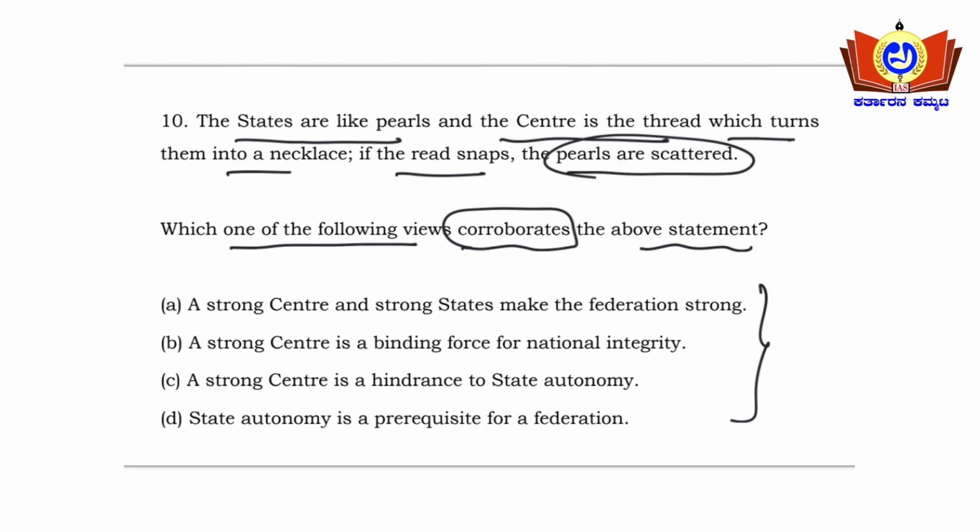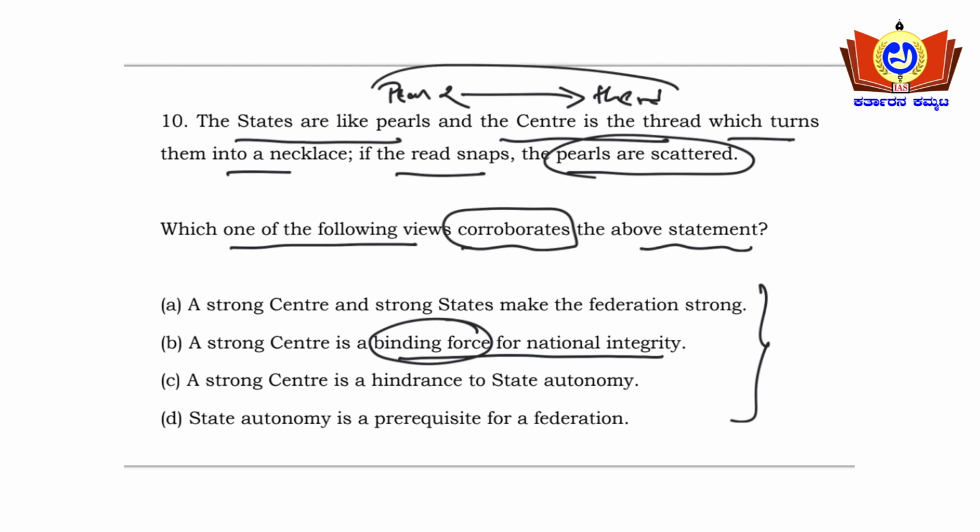Okay, so option A is a strong center and a strong states make the federation strong. So option B, a strong center is a binding force for national integrity. Binding force is there. This actually deals with the statement, states are like pearls and the center is the thread. Pearls and thread, there is a binding activity done between the pearls and thread. So this we can deduce here.